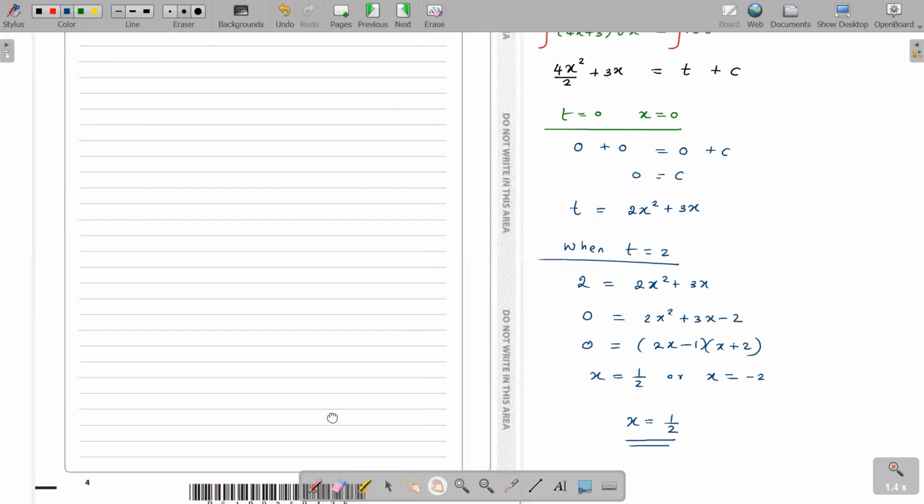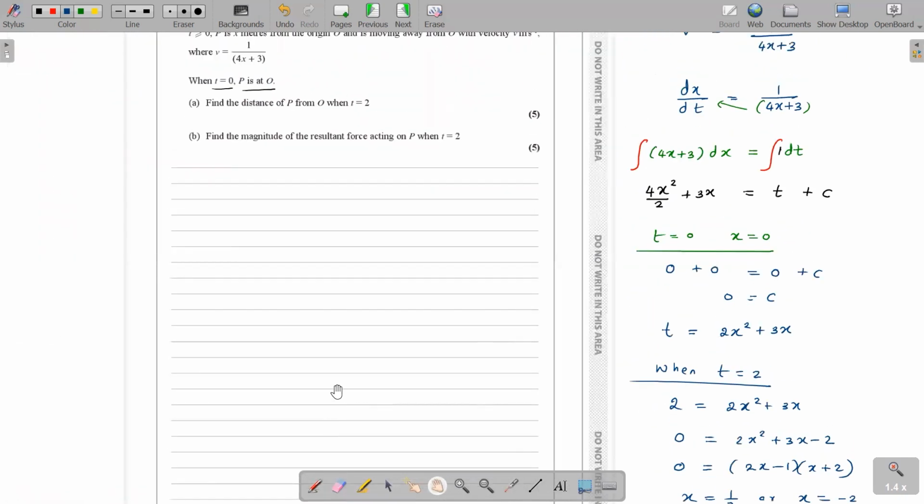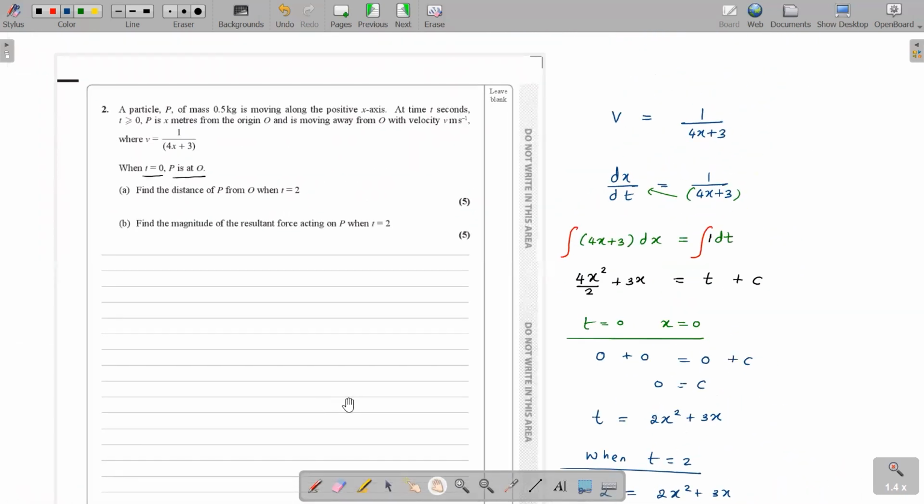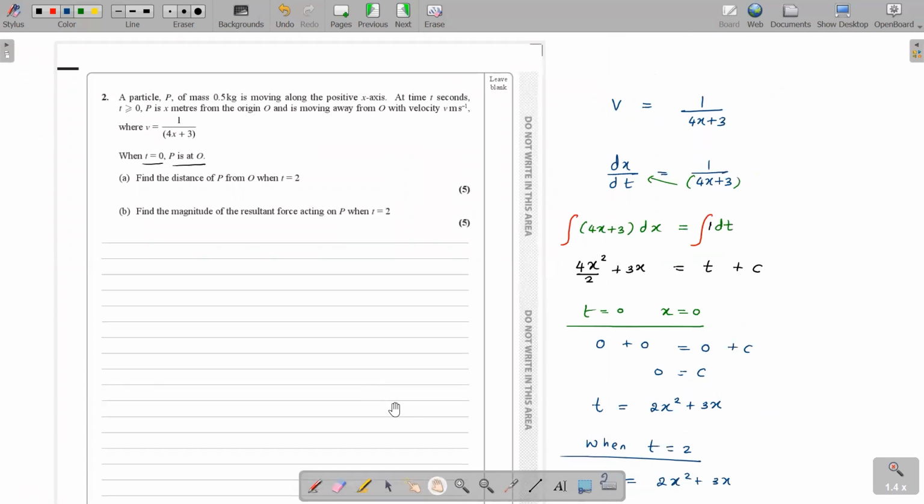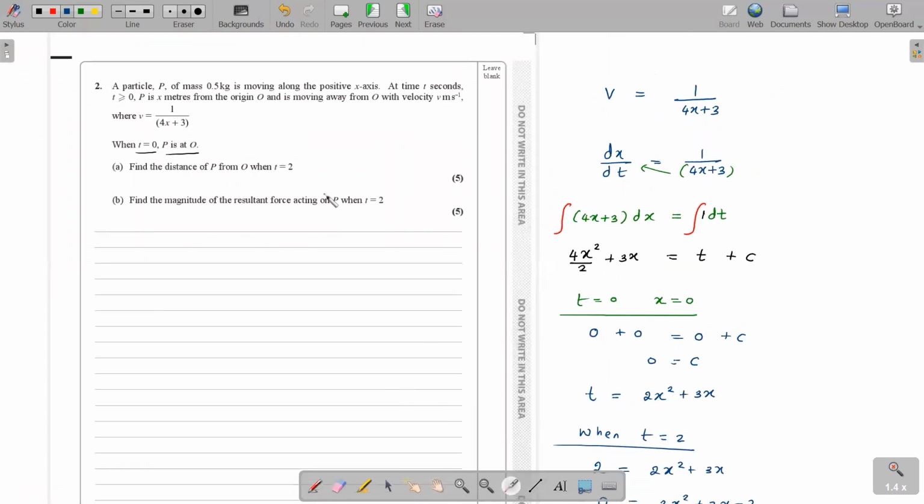Okay, let's move on to the next part. Find the magnitude of the resultant force acting on P when time equals 2. How do we find the magnitude of the resultant force? To find force, we need to use F equals ma. To use F equals ma, what do I need to find? I have to find the acceleration.